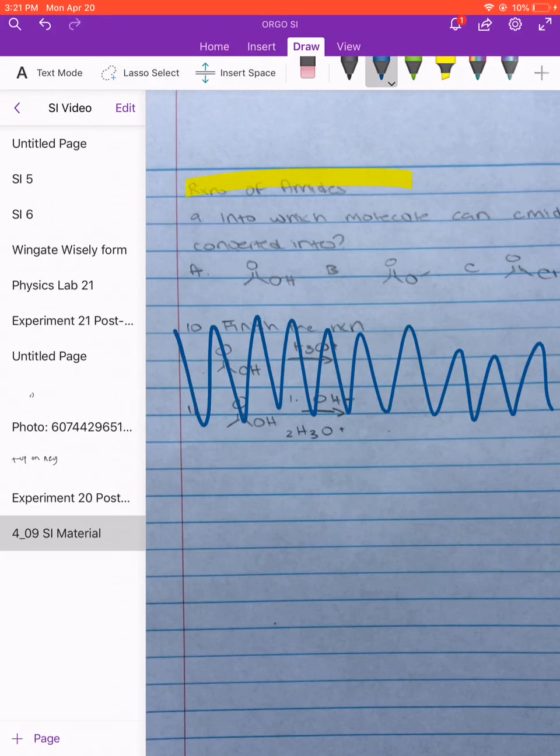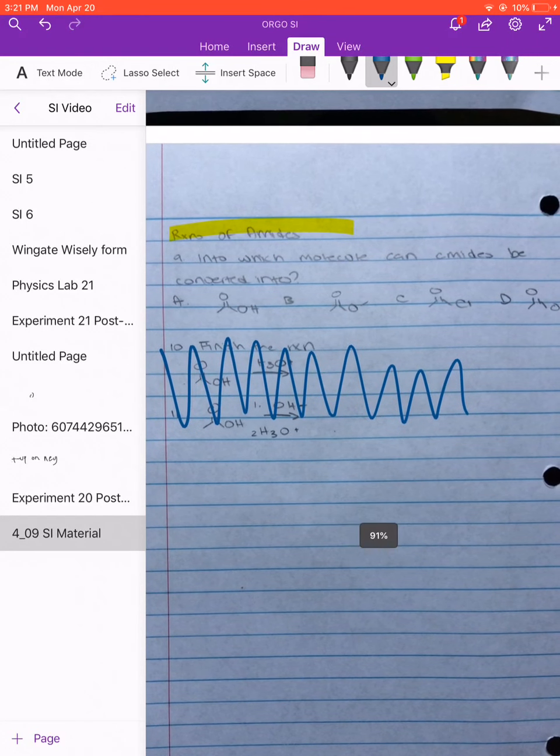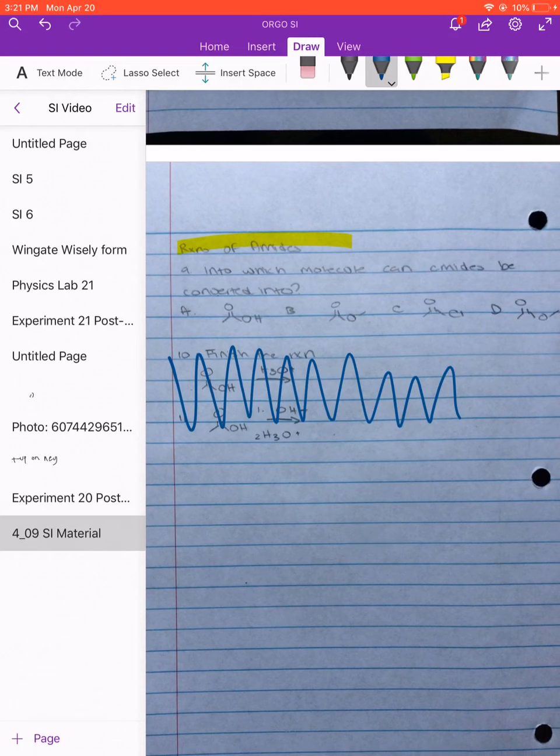Okay, but the multiple choice question for this is, into which molecule can amides be converted? So amides, remember, are the least reactive, the most stable, the lowest energy carboxylic acid derivative, but they can go up the ladder by one step. So they can form carboxylic acids and they can form esters, right? Because these two, carboxylic acids and esters, are one step above amides.